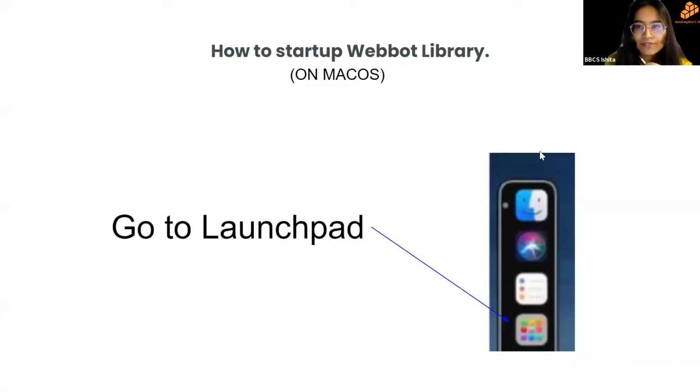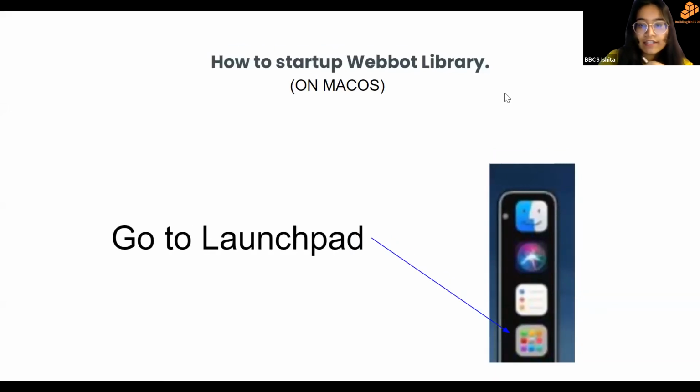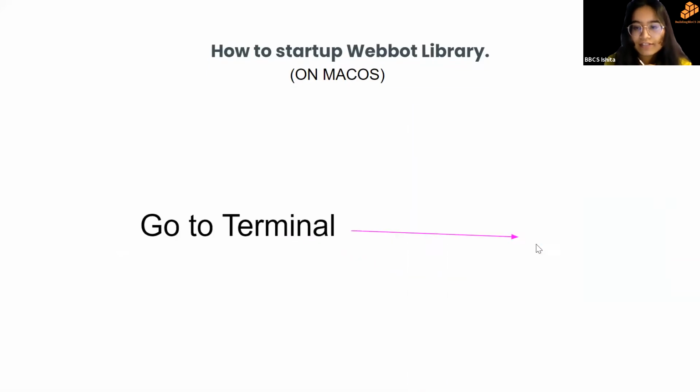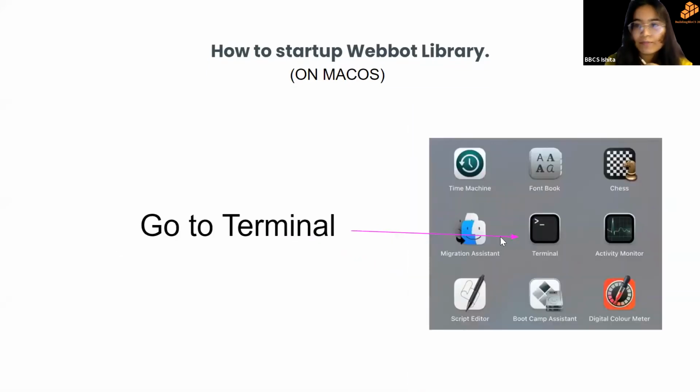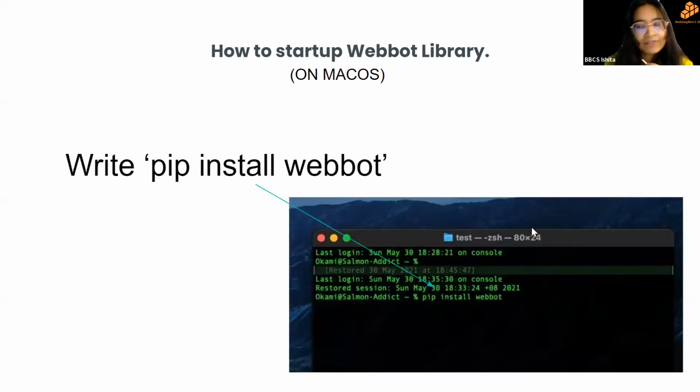For Mac users, go to Launchpad, and in Launchpad, you'll find Others. In Others, or if your Terminal is already on the main page, go to Terminal. And in Terminal, do the same thing as the Windows users did, which was pip install webbot. I'll give you a few minutes to go ahead with this too. And then we'll come to Linux, and then we'll go back to Windows again for how to allow permission for everyone.